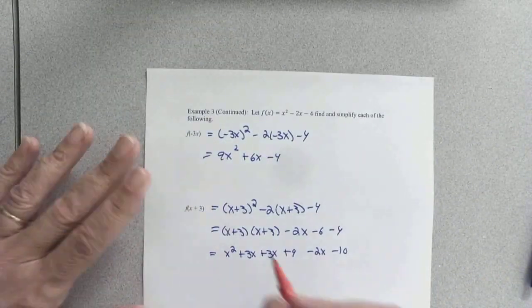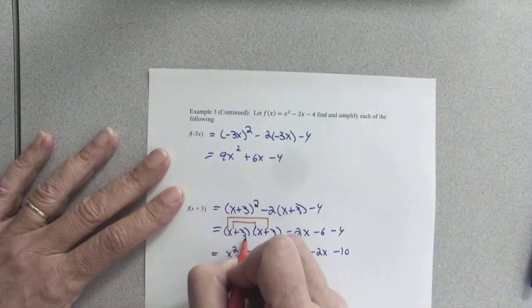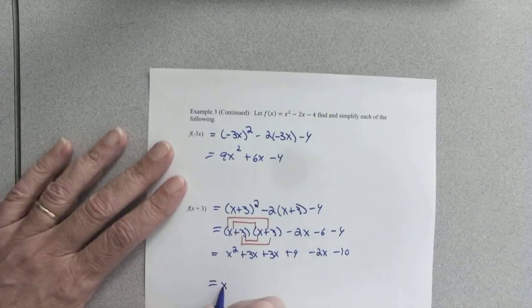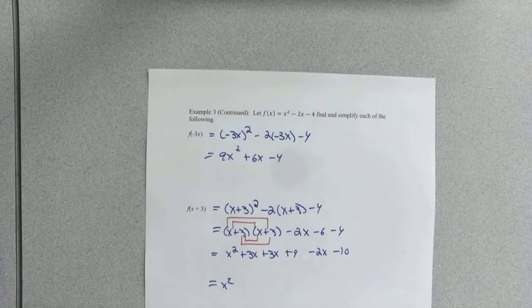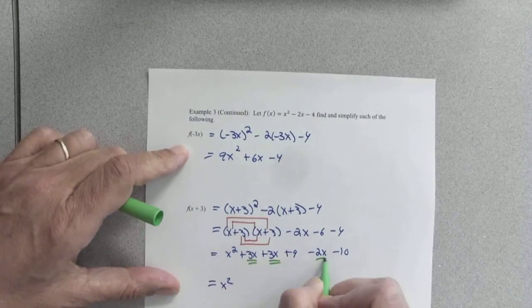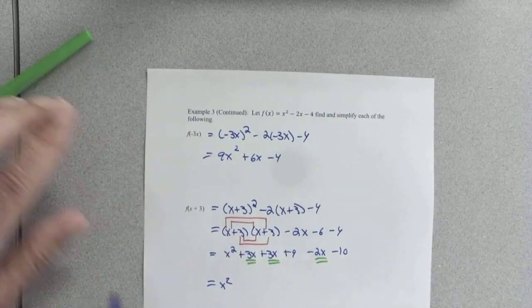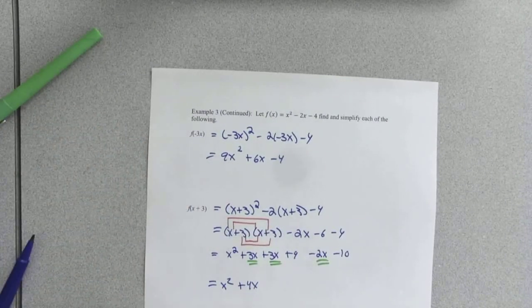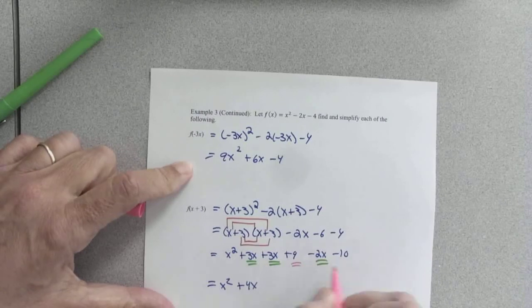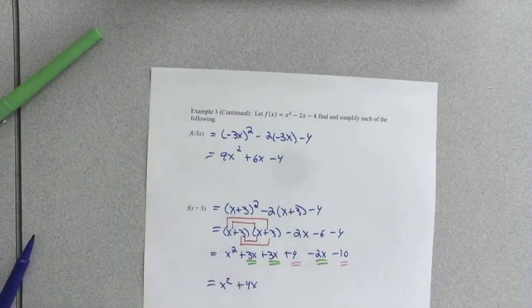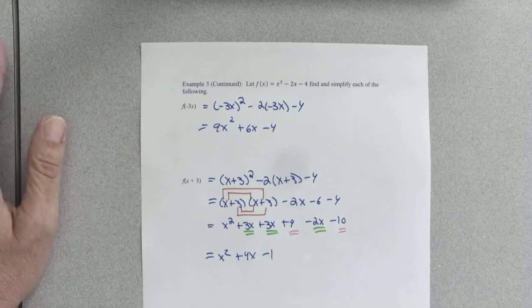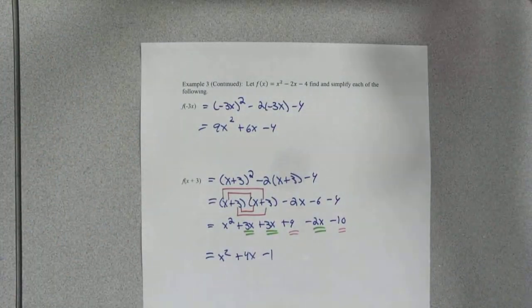And so all I did there was FOIL. And then combine my like terms. So I have x squared, 6x minus 2x for 4x, yeah? And then 9 minus 10 for minus 1, and stop. That's the answer. And that's where we'll end this video.